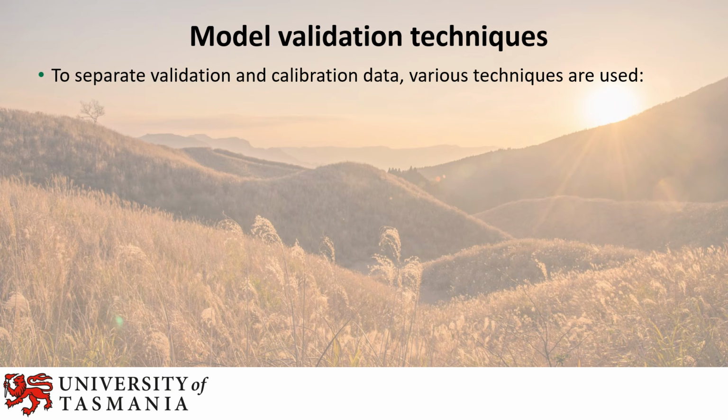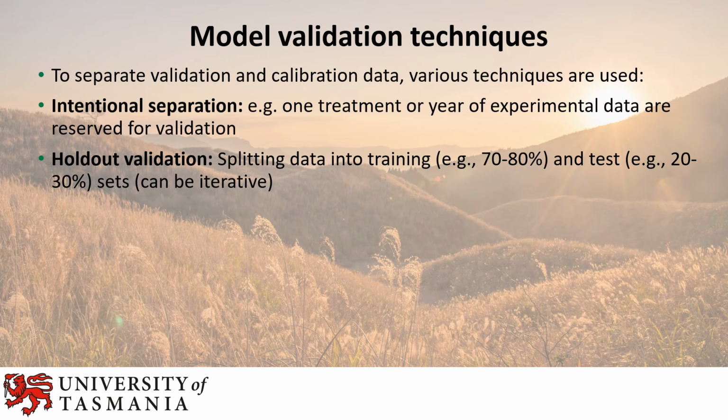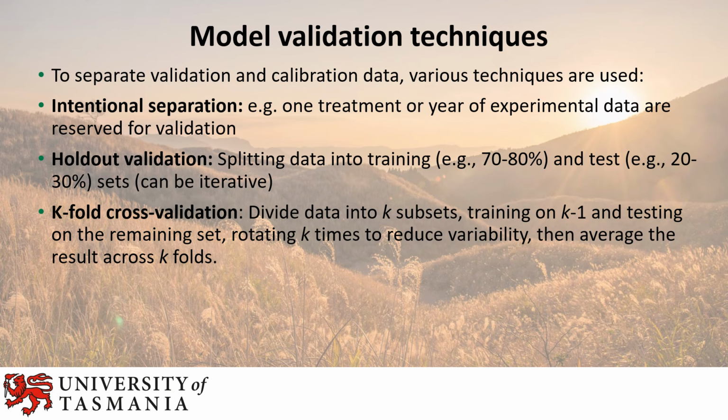There's a number of different validation statistics that you can use. You can use intentional separation, where you separate one treatment from a data set and use that for validation, or you could use holdout validation, which is typically a process done with spatial data where we withhold a large proportion of the data, for example 70 to 80%, and on the remaining data we do the validation, and that can be iterative.